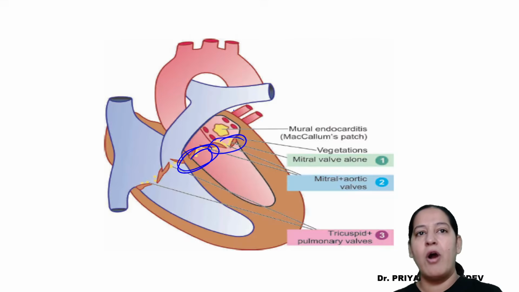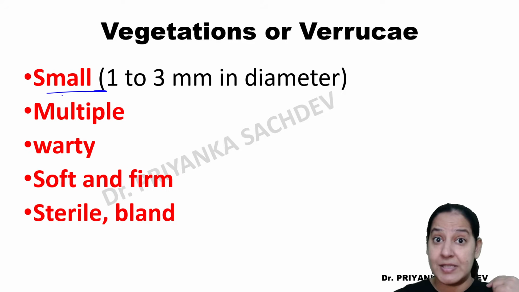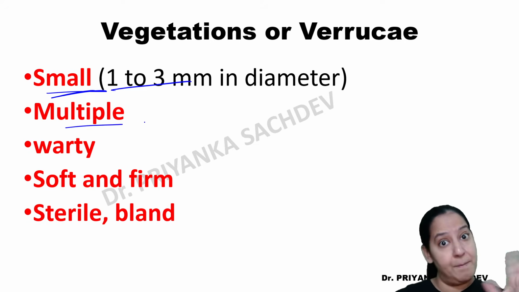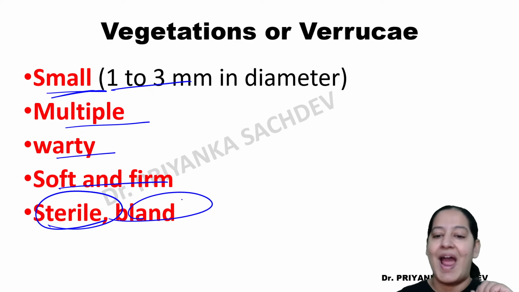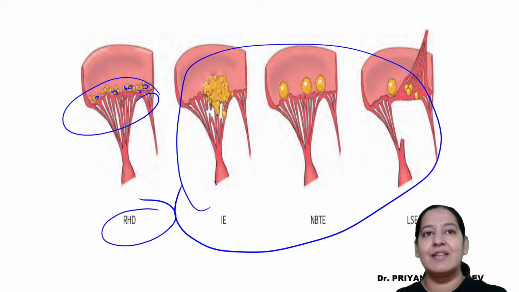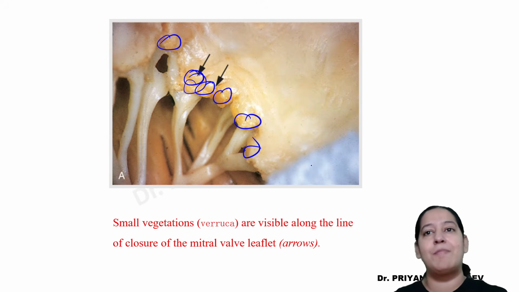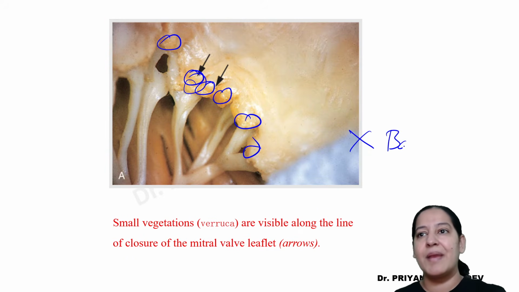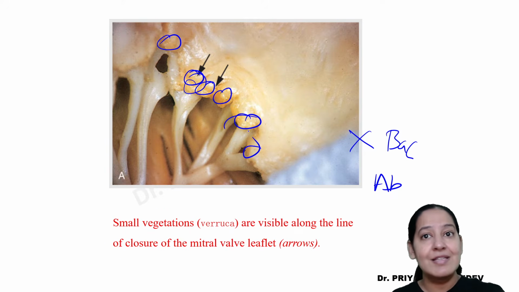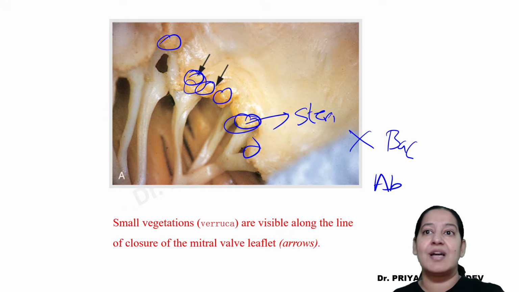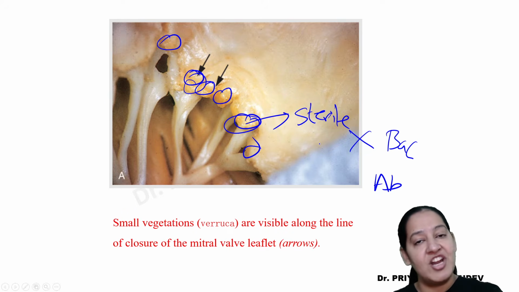Describe the vegetations: all of them are small, 1 to 3 millimeter. They are multiple, warty, soft to firm, and sterile or bland, because these vegetations are not caused by bacteria. Bacteria is not coming and causing these vegetations. Actually, these are caused by antibodies. That's why there is no bacteria inside these. So these vegetations are sterile. These are caused by antigen-antibody reaction.